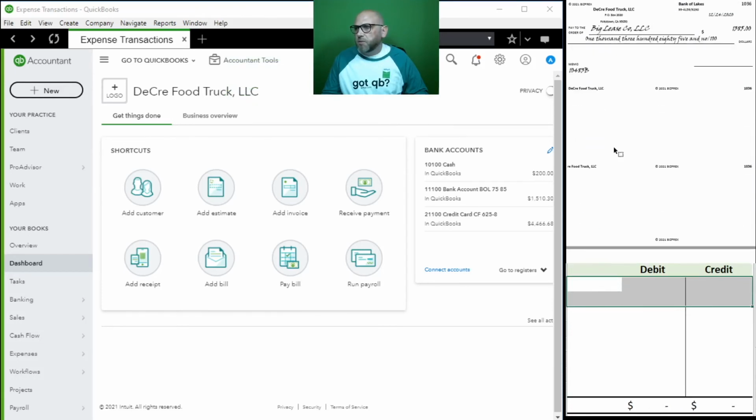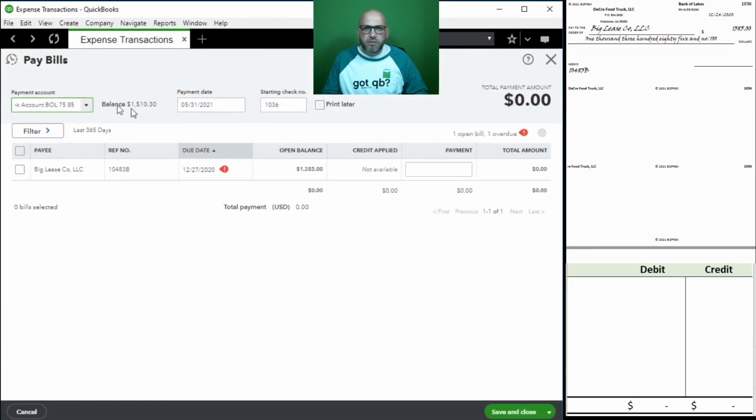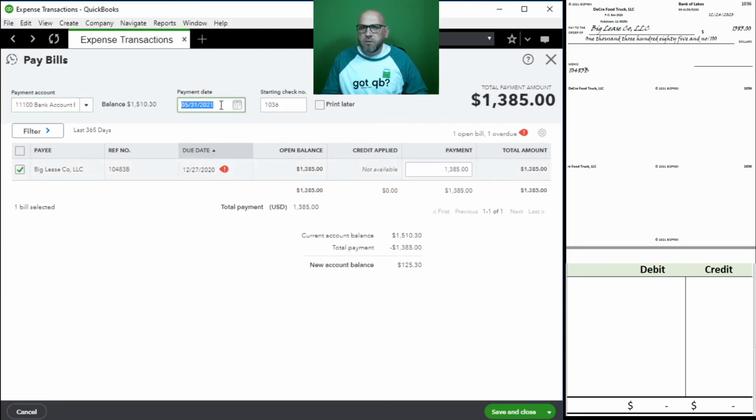Okay, another check. We're going to write another check, this time to pay the bill from Big Lease Company. Again, pay bills. It's our last one. Again, we're not going to check print later like we did on the last one, right? This time we just enter it straight up. Okay, good to go.